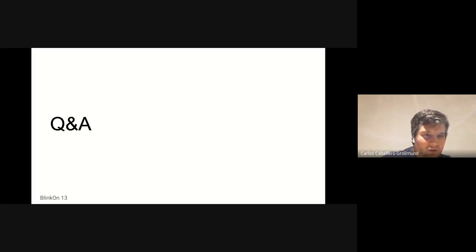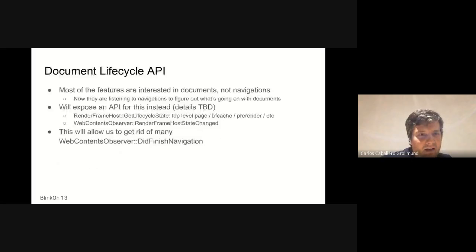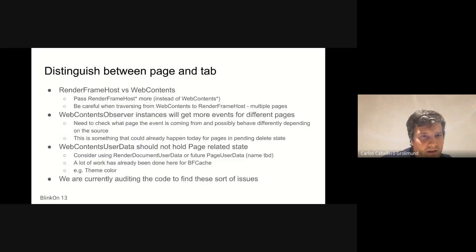Oh, I think I forgot to mention. Let me go back to a slide. I think I went over that without considering it yet. So web contents user data, you should be considering using render document host user data to attach data to a specific document. And we're also looking into having something similar to page user data, where you could attach state to a page instead, right? So we're looking at making the APIs harder to misuse, if that makes sense.